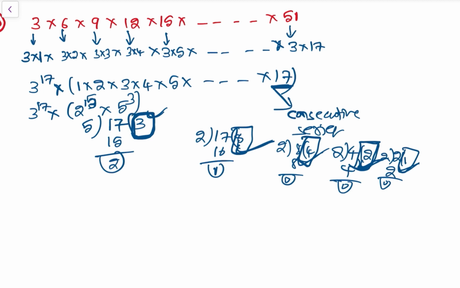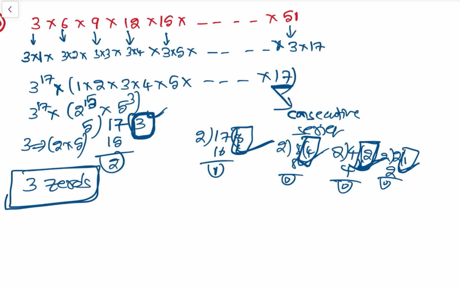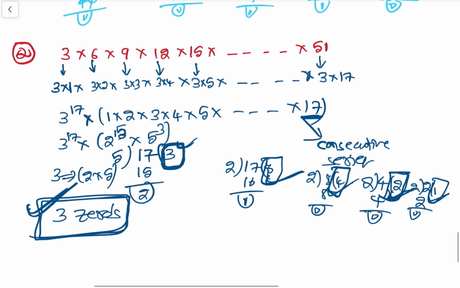So now we know 3 pairs of 2 into 5 are possible, so 3 zeros are possible. Okay, 3 zeros is the answer. So if we multiply this entire product, the last 3 digits are going to be zeros, and after that some other digits will come from the product.